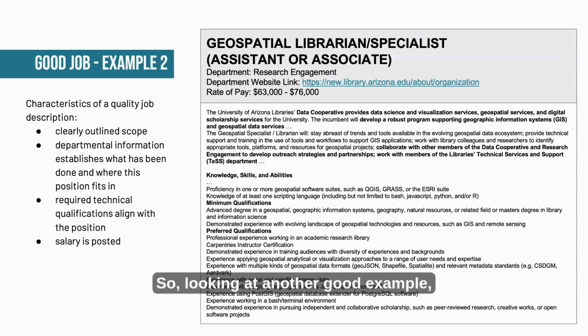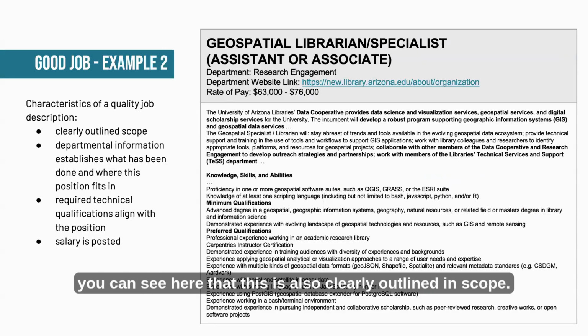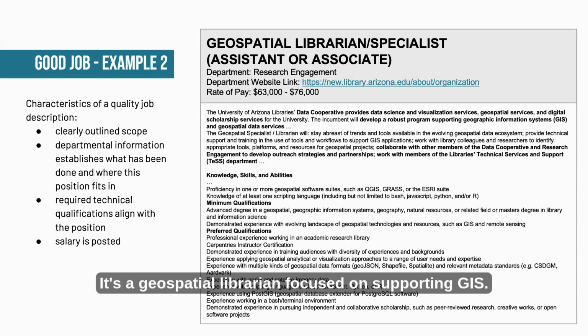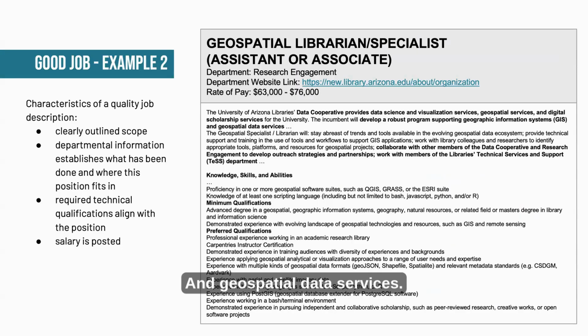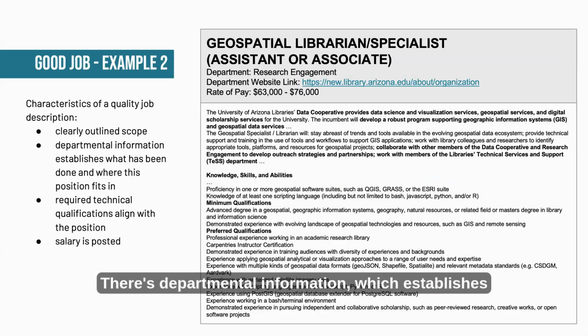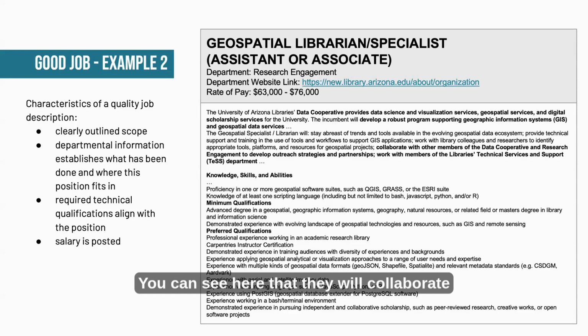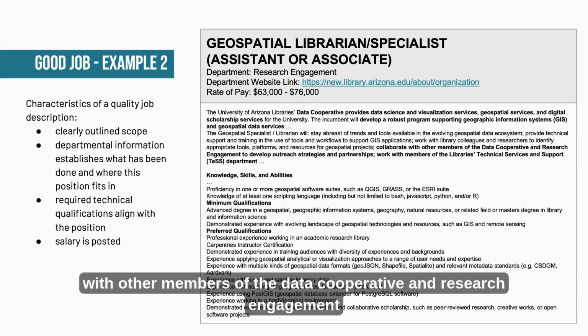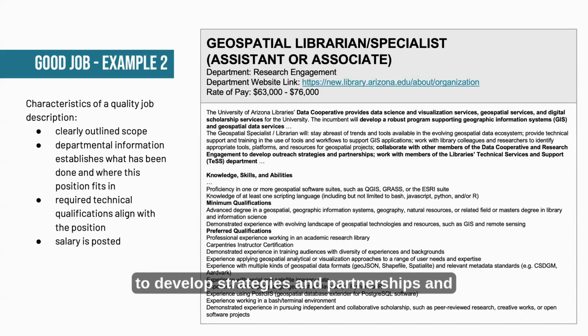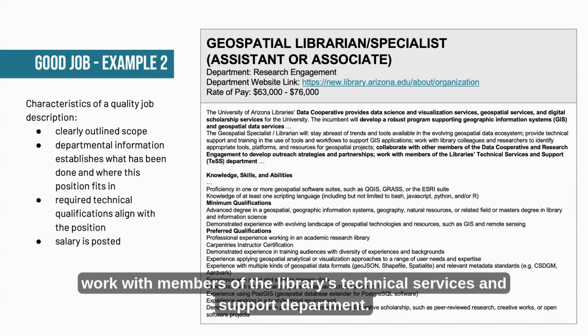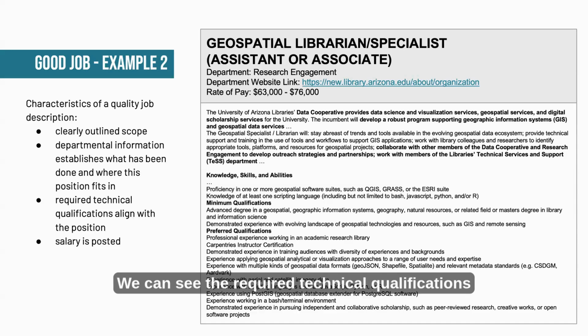So looking at another good example, you can see here that this is also clearly outlined in scope. It's a geospatial librarian focused on supporting GIS and geospatial data services. There's departmental information, which establishes what has been done and where this position fits. You can see here that they will collaborate with other members of the data cooperative and research engagement to develop strategies and partnerships and work with members of the library's technical services and support department.